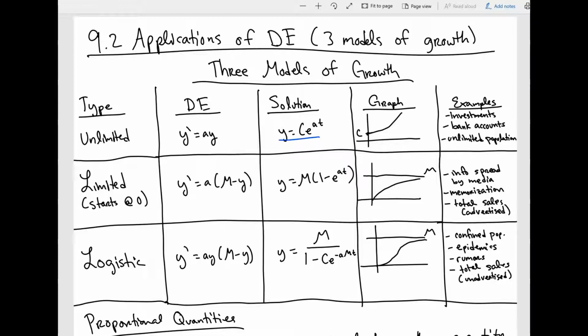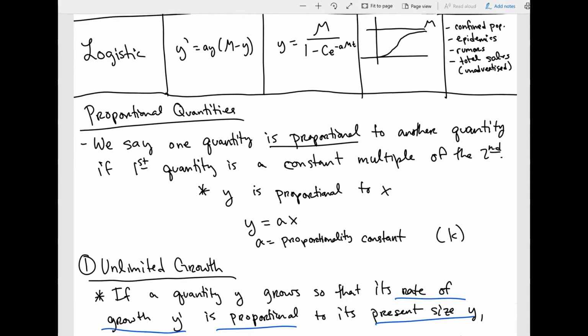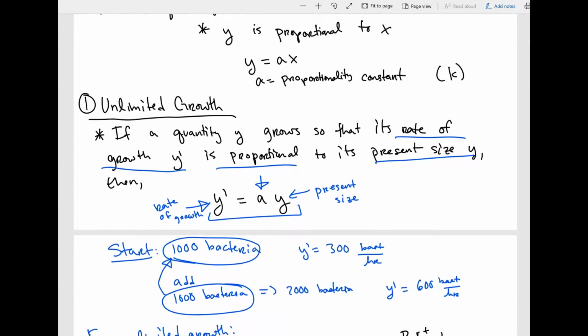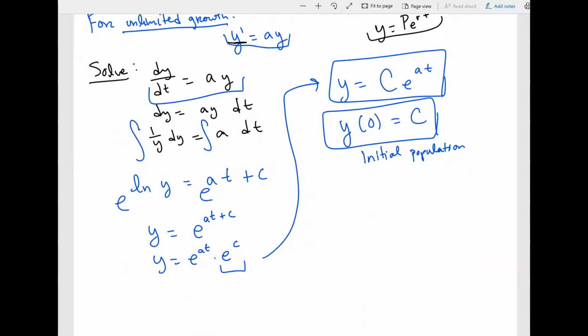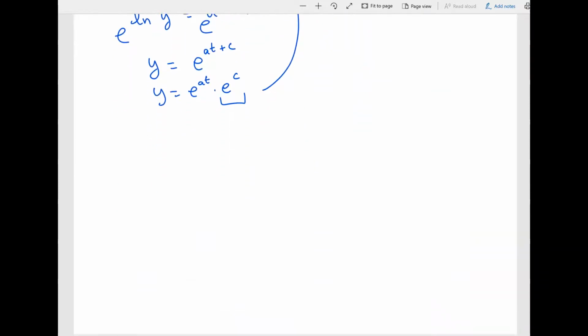Okay, so now let's talk a little bit about limited growth, okay? Because we know that unlimited growth means that it's growing exponentially. It's continuously growing and growing and growing. And we know that that's not true, okay? Nothing's going to continuously grow forever.